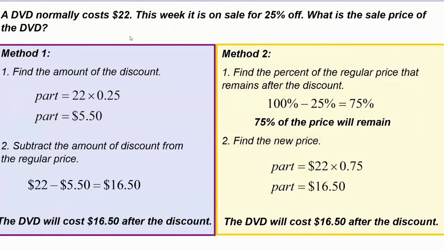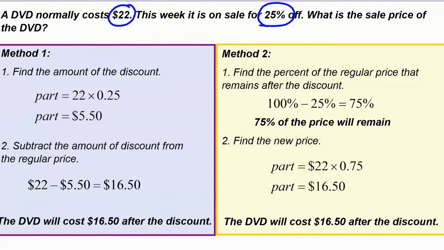So let's take a look at an example of both of these methods. A DVD normally costs $22. This week it is on sale for 25% off. What is the sale price of the DVD? So here we have our original price and the percent of the discount. So method one would be to find the amount of the discount. How much money is going to be taken off? So we need to find 25% of $22.